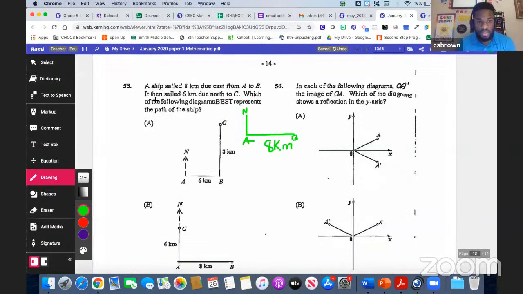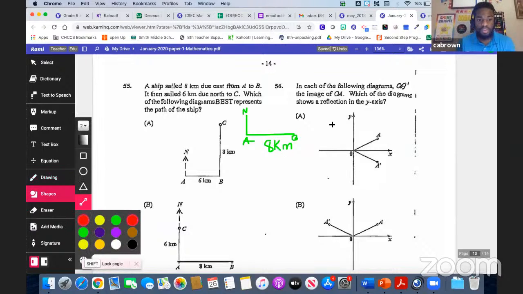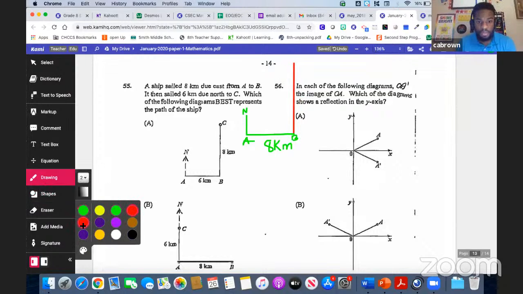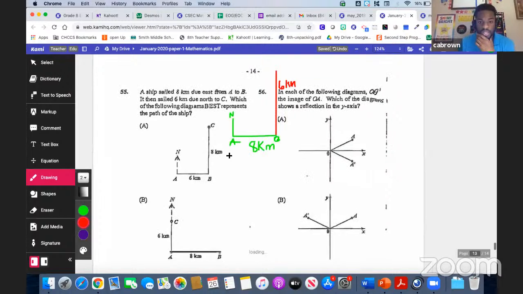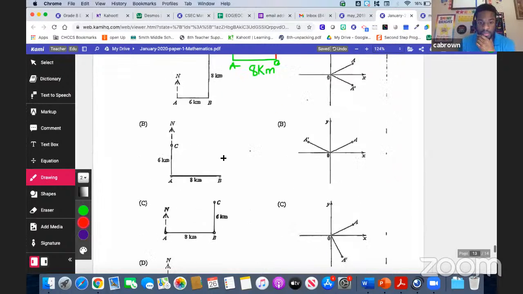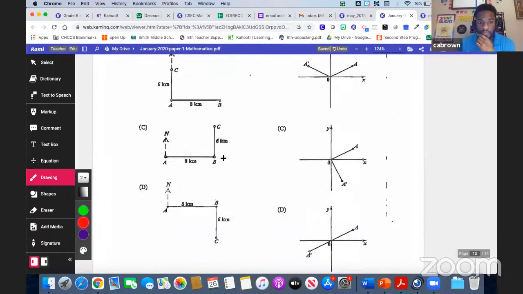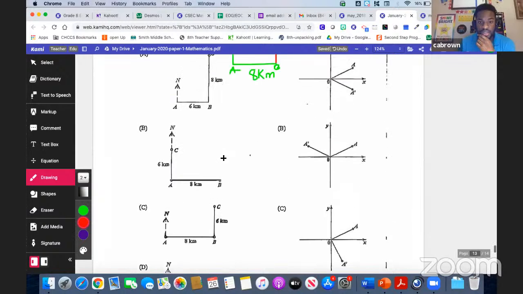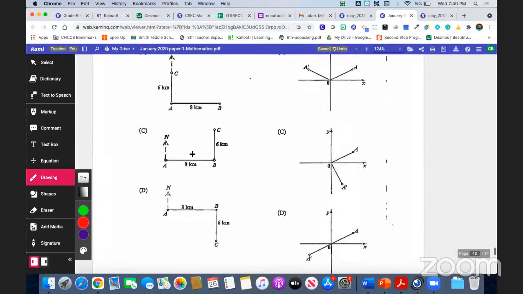Then from A to B, it says it sailed north. So from this point, it then went north, which is up. And it went north 6 kilometers. Which diagram kind of looks the same as mine? It's not A, not B. It looks as if it's C. Yes, sir. So our answer here is C.